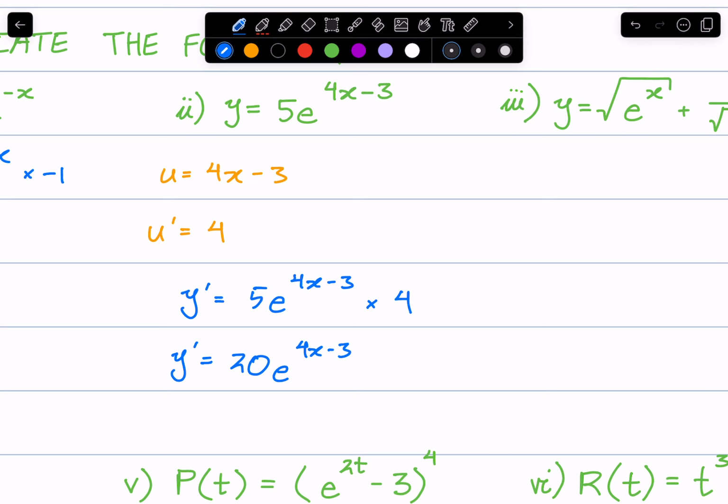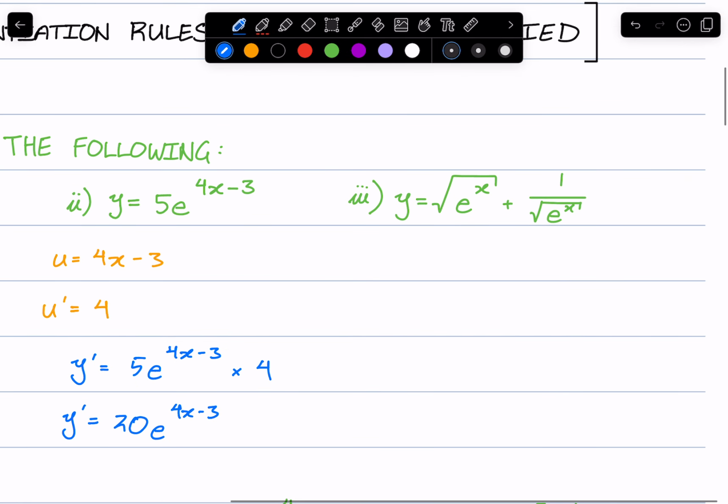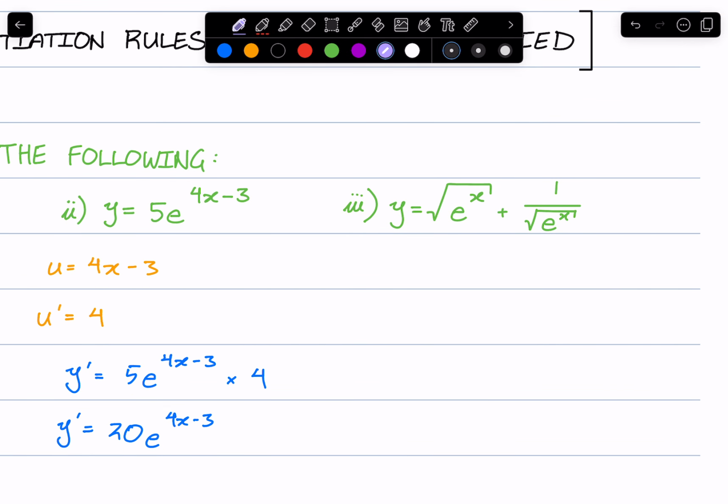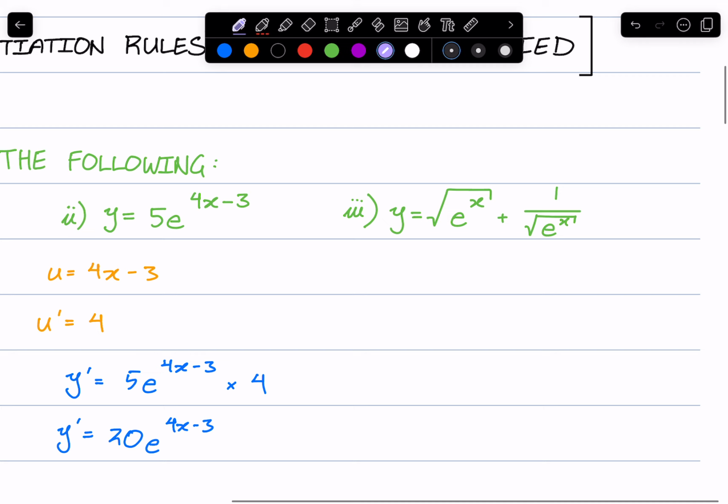Okay, so let's keep moving forward here. For these ones, you can rewrite these using index laws. So first, I'll do this above so we can see. This becomes e to the power of x to the power of half. And this second one, since it's in the denominator, it's the exact same thing. So it'll become 1 times e to the power of x to the power of negative half.